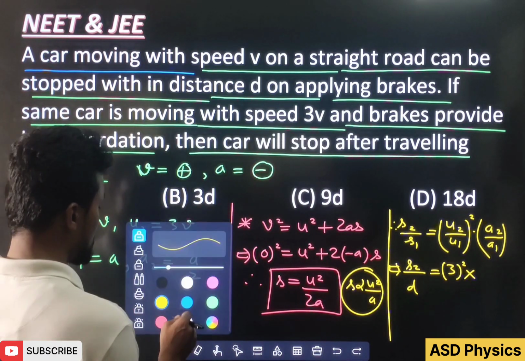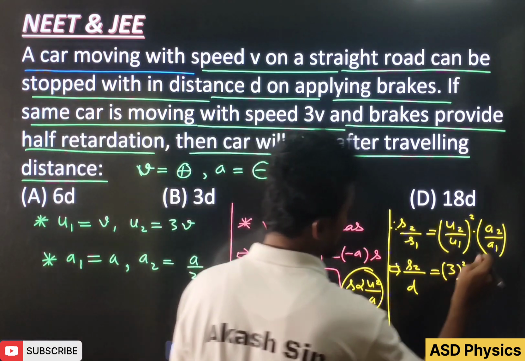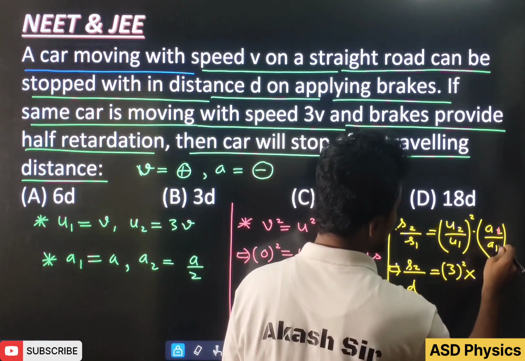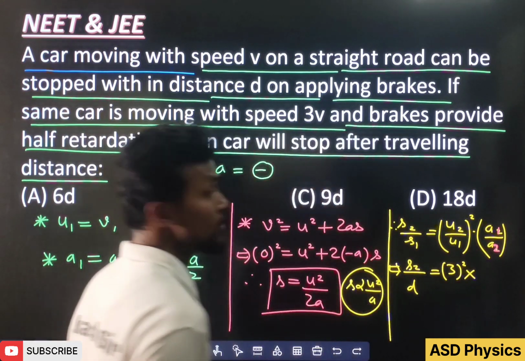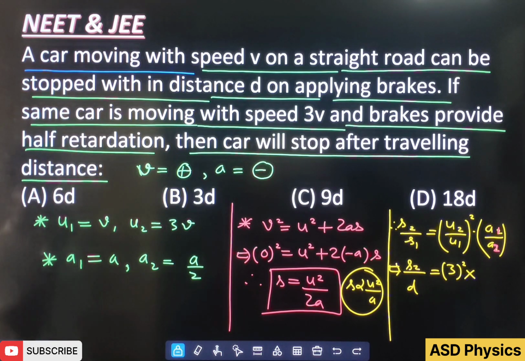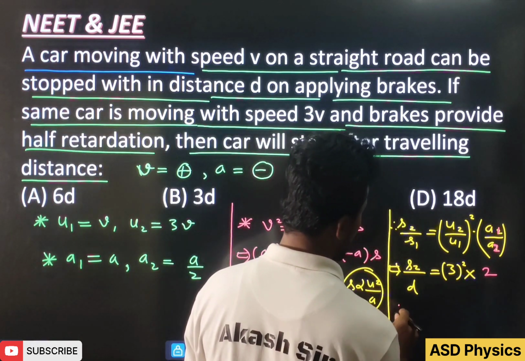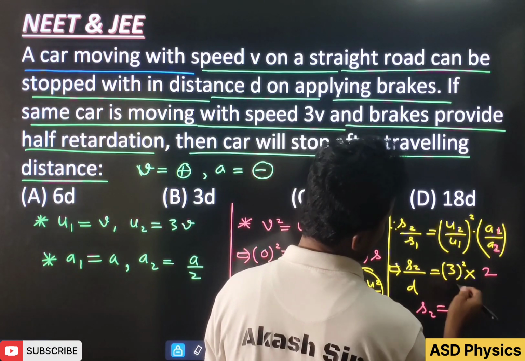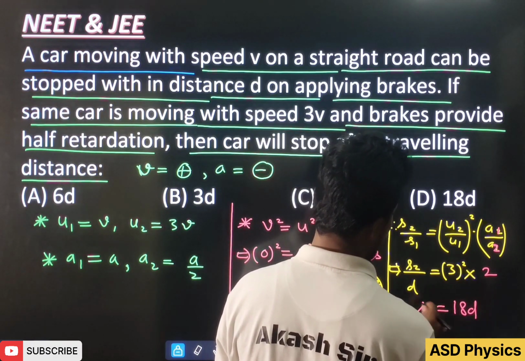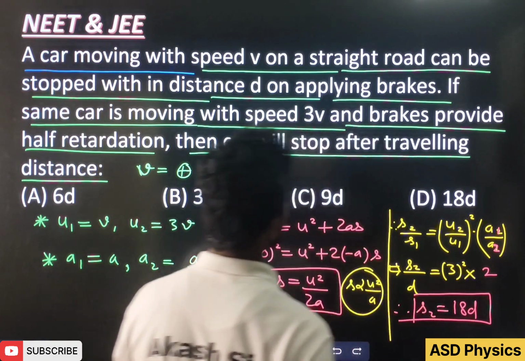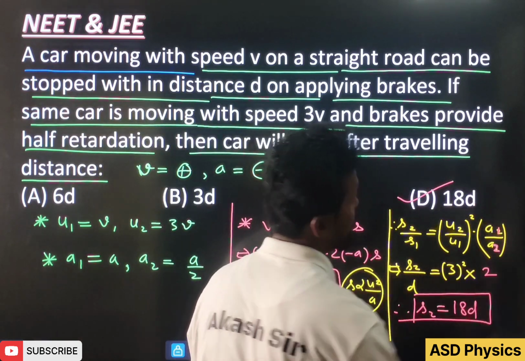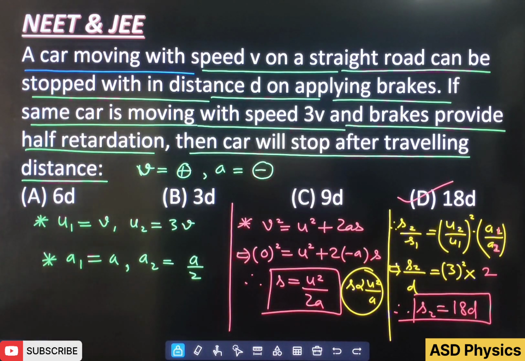Into what is a2 by a1? Not a2 by a1, it is inversely proportional. See, s is inversely proportional to a, so 2 by 1 means 1 by 2. So a1 by a2 will come 2. That means this s2 will come 9 into 2, that is 18. So the correct option is option D, option D is the answer.